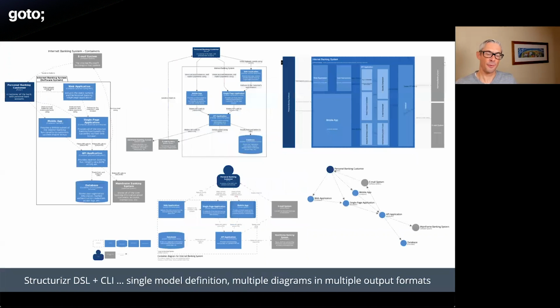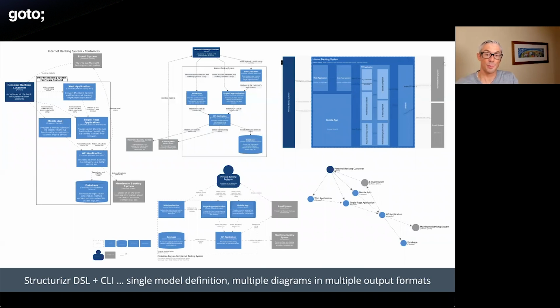The Structurizr DSL is accompanied by the Structurizr command line interface, and both of these things are open source and available on GitHub. The most powerful thing about the Structurizr DSL is you create a single source file that essentially defines a model of your software system from different levels of abstraction, and then using the Structurizr CLI, you can generate multiple diagrams from that single source file, and you can also generate those multiple diagrams in multiple formats.